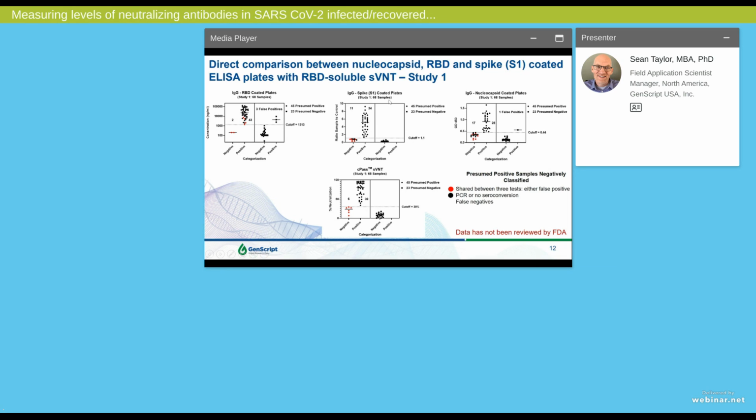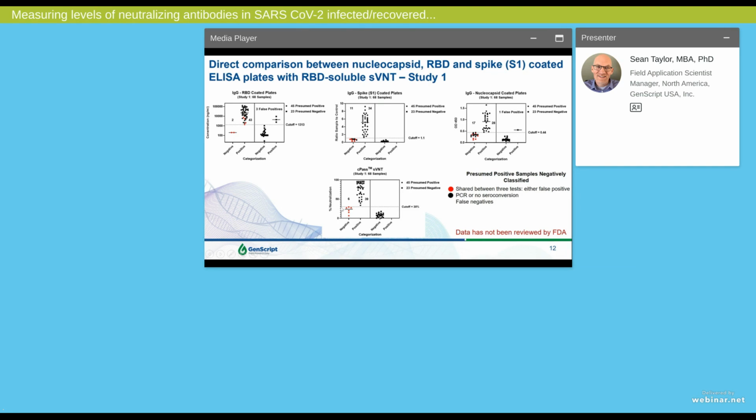In the case of the Spike S1 coated plate, it called many of the 45 positive samples negative. So a lot of false negatives here. In the case of the nucleocapsid coated plate, again, it called many of the 45 positive samples negative, 17. If we go to the Cpass test, it was better than all 3 of the other tests. It called most of the positive samples positive, 39 of the samples were called positive, and all of the pre-pandemic samples were clearly called negative.